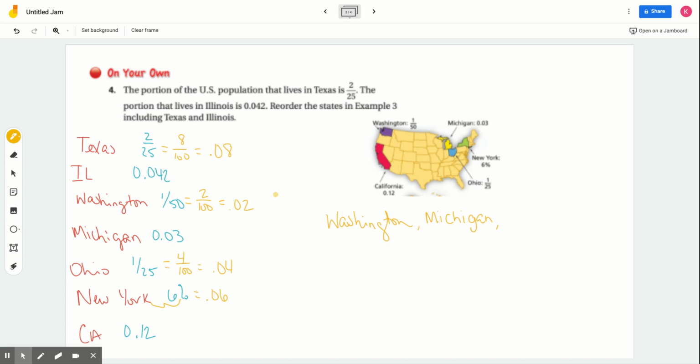And I like to kind of mark them off or check mark them as I go, so I know that I don't use them twice and I don't forget any. Then after 0.03, we have 0.04 for Ohio.